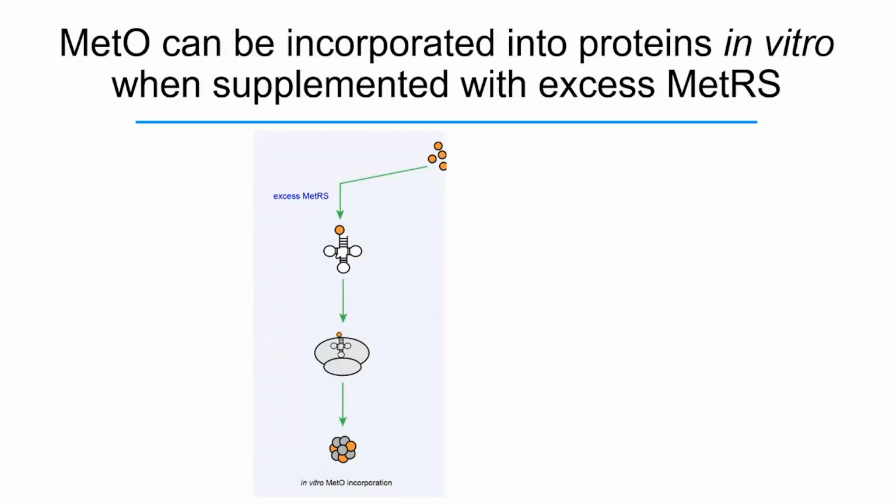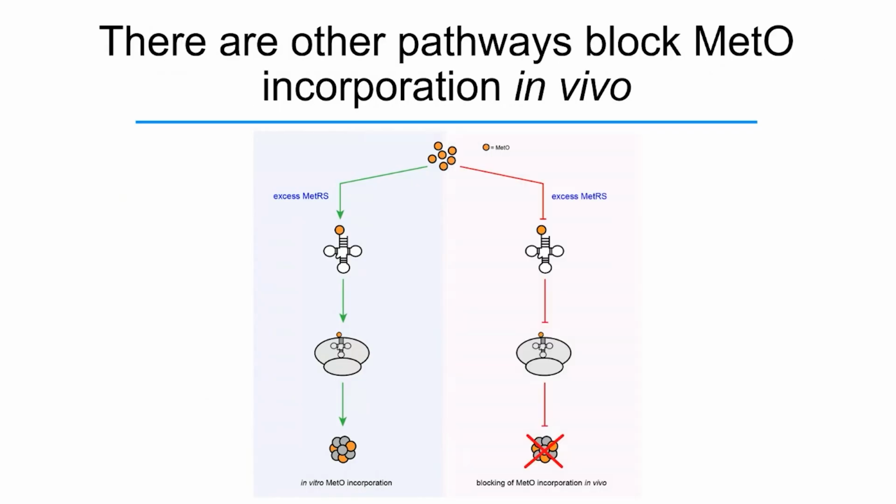So this is a schematic or model where we've looked at the other proteins downstream from aminoacylation, but I've only done that first step in vivo so far. But basically, if you overexpress MetRS, you get over one of the biggest barriers to methionine sulfoxide incorporation, at least in vitro. But in vivo, it seems like even if you overexpress MetRS, there's something either blocking it from even being aminoacylated or blocking it downstream from being incorporated into protein. We're still doing some experiments to figure out exactly what step is the barrier. But this is our working model right now.